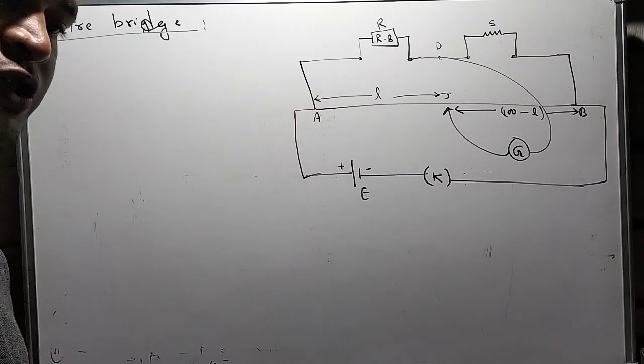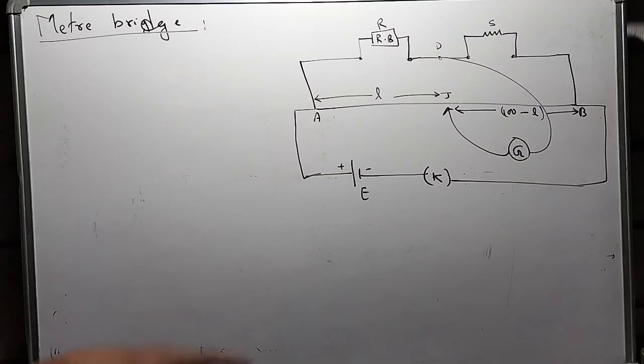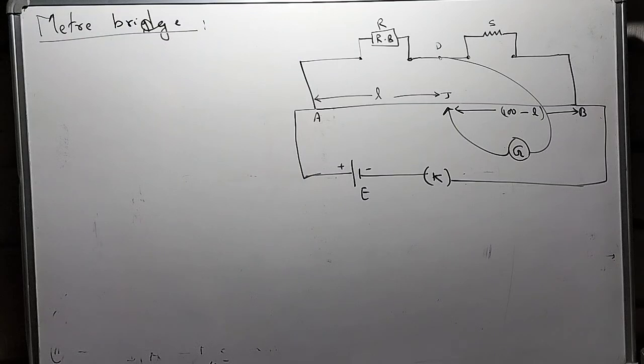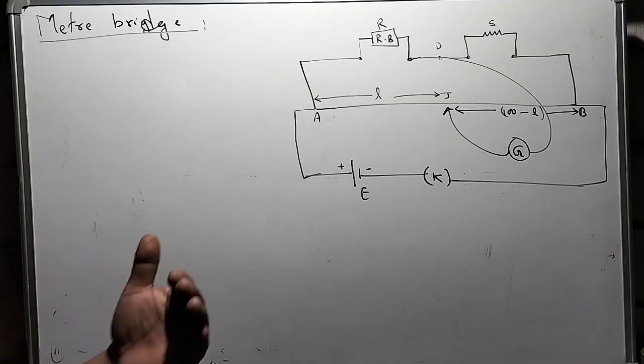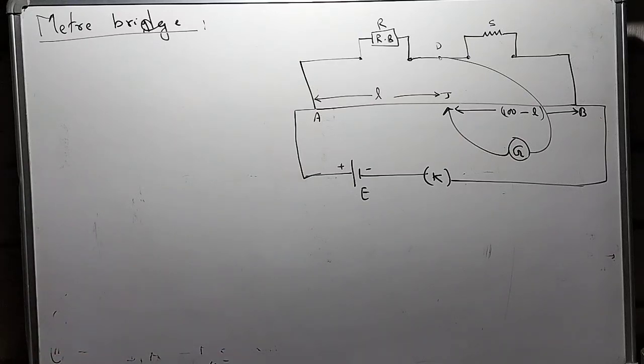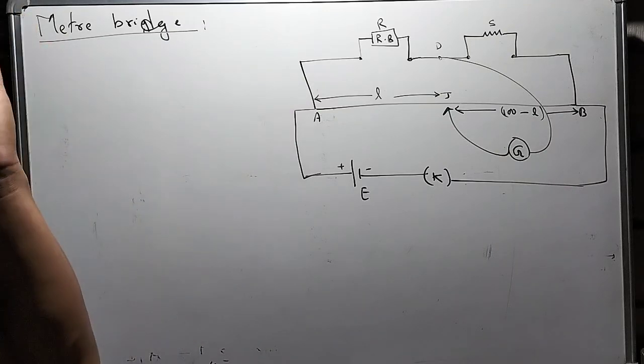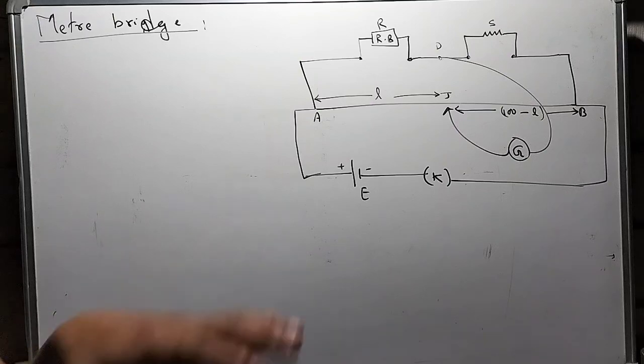This is the last topic from your chapter 3, and this topic is about meter bridge. So what is this meter bridge? Meter bridge is the simplest application of a Wheatstone bridge. I hope you still remember the Wheatstone bridge, especially the balance condition, that is, the product of the resistances in the opposite arms are equal.